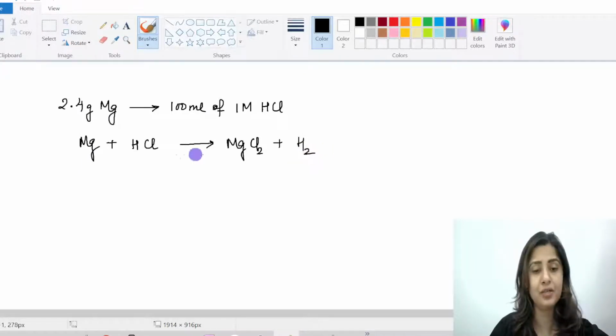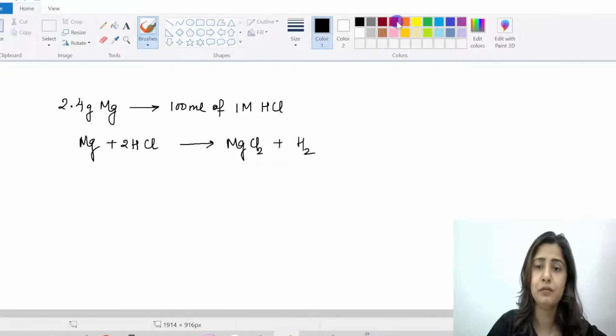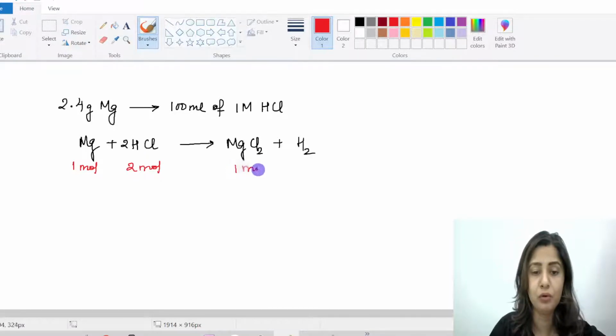Now the second step is to balance it. Then only we will get to know how many moles of each of them are reacting. Magnesium is balanced, HCl is not balanced. We have 2 hydrogen here and 2 chlorine here, so we will just put 2 over here. It is now balanced. So from this equation we get to know that 1 mole of Mg reacts with 2 mole of HCl to give 1 mole of MgCl2 and 1 mole of H2. This is the standard situation we have.